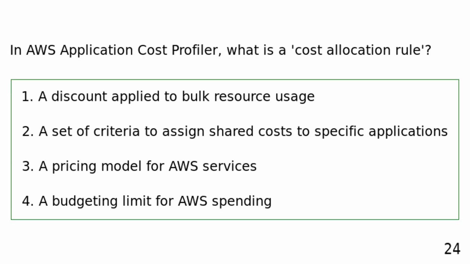In AWS Application Cost Profiler, what is a cost allocation rule? A discount applied to bulk resource usage. A set of criteria to assign shared costs to specific applications. A pricing model for AWS services. A budgeting limit for AWS spending.